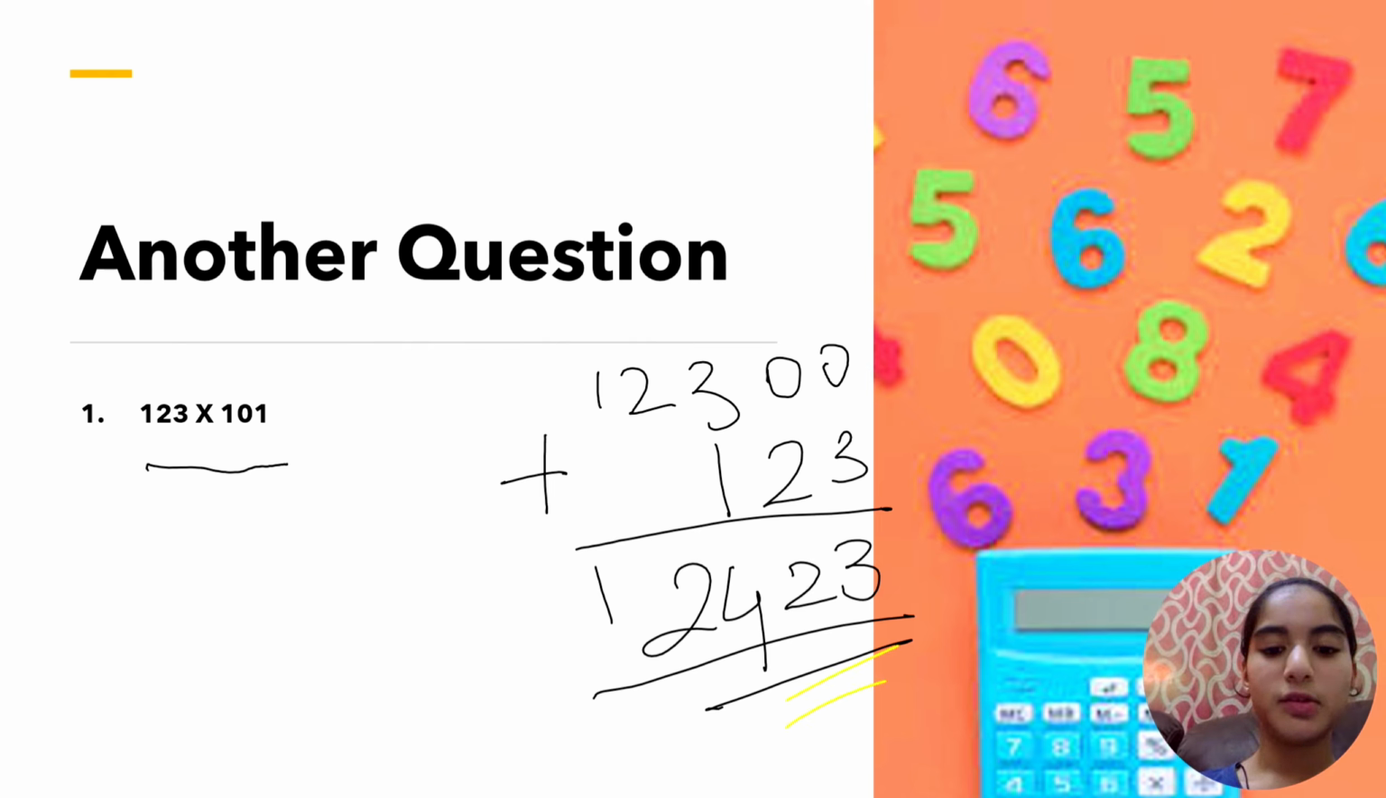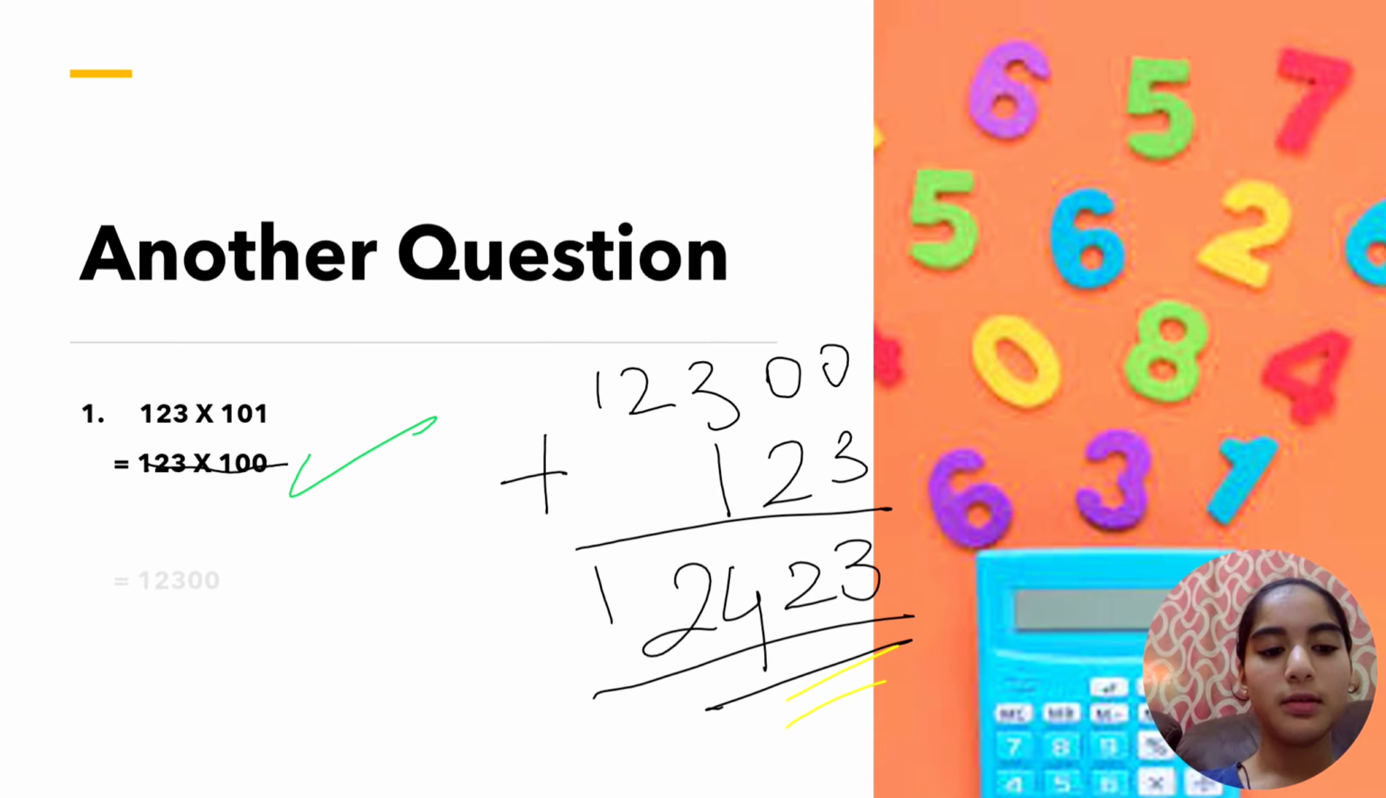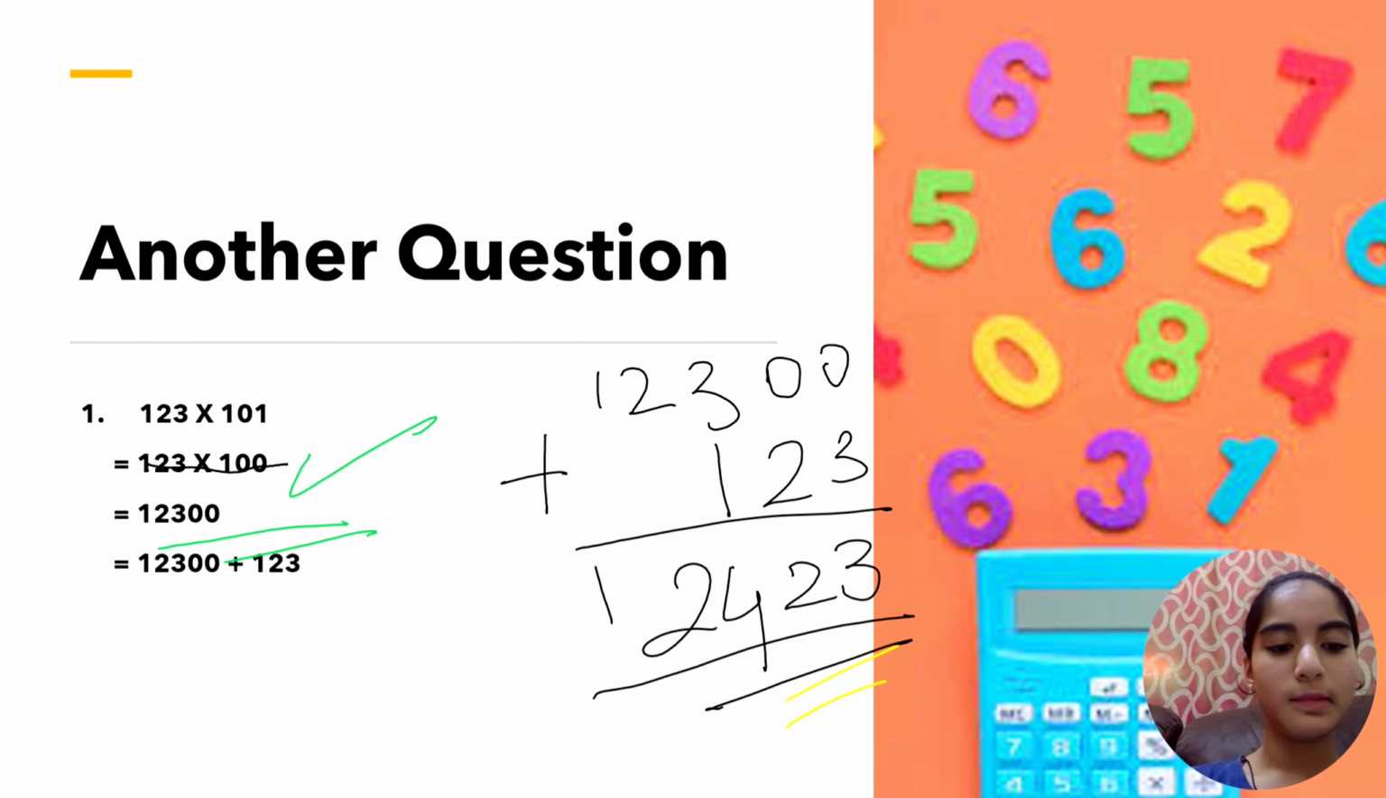So let's check our answer. So first 123 into 100 is equal to 12,300, which we got here. Then I add the number once more, which we did. 12,423 is the right answer.